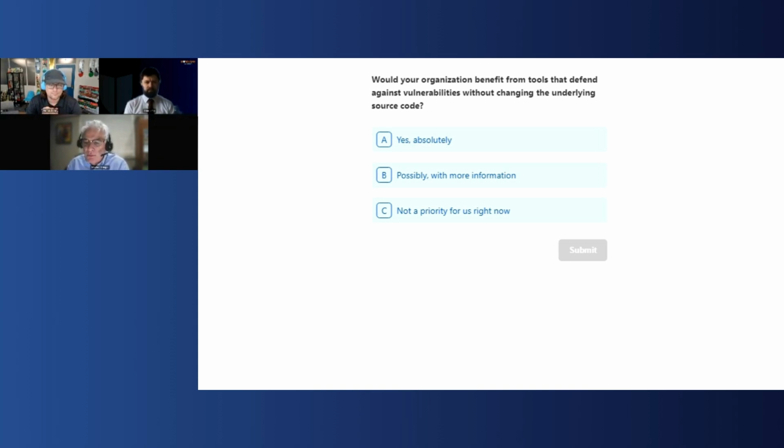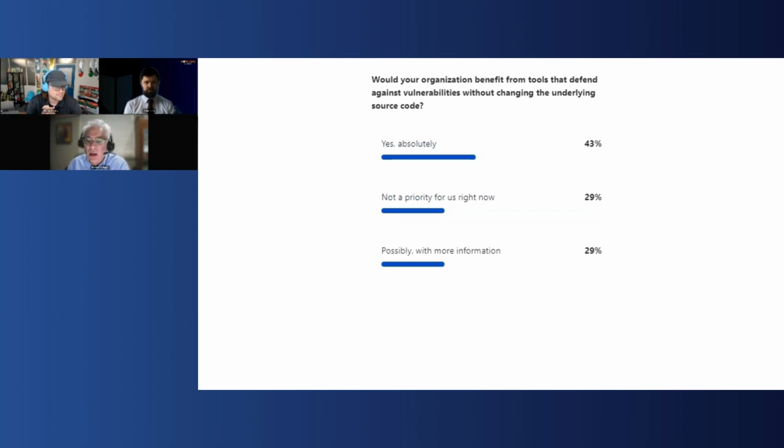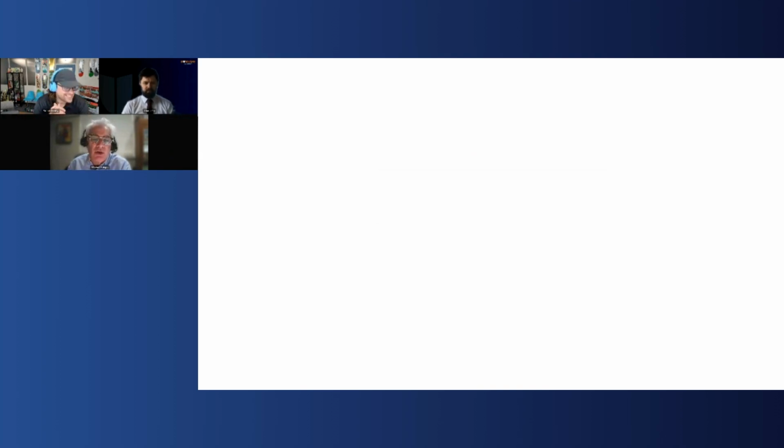Okay, let's take a look at the results of our poll. Surprisingly, over a quarter of us say it's not a priority, but looks like most of us would benefit from this. And I know I would do anything I can to avoid rewriting code personally, but that's just me. I'm old. So let's move on to our next portion here.